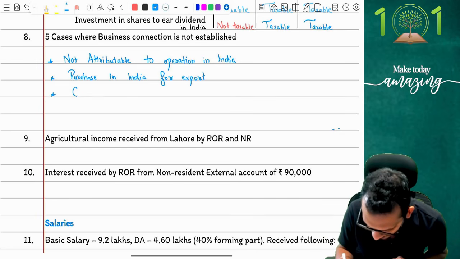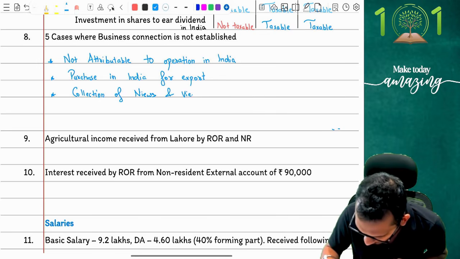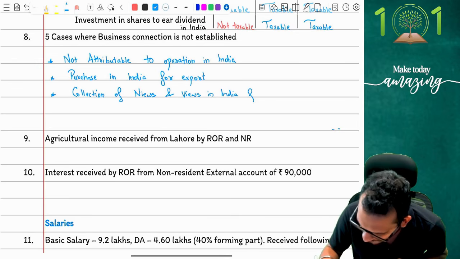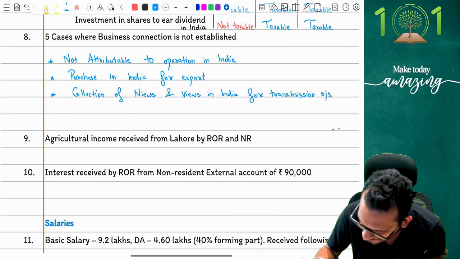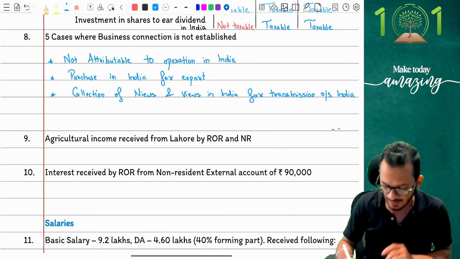Third, if it is collection of news and views in India for transmission outside India. You remember, for those who have read it in my class, the Indira Gandhi, Rajiv Gandhi case which I showed to you. That's the funny thing because of which this amendment was introduced. Income tax said any kind of news and views going outside India has no tax in India.